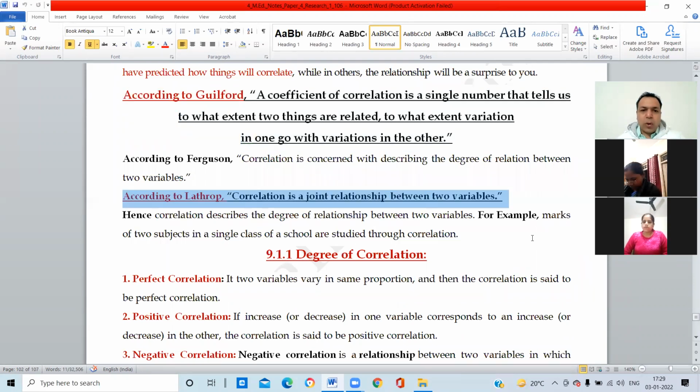According to Lathrop, correlation is a joint relationship between two variables. Okay. For example, voting season is going on, isn't it? Now suppose I talk about Punjab, the last elections, 2017. What happened was that one survey was conducted by the AAP government. They said that they would get 100 seats out of 117 seats and they would win and make their government.